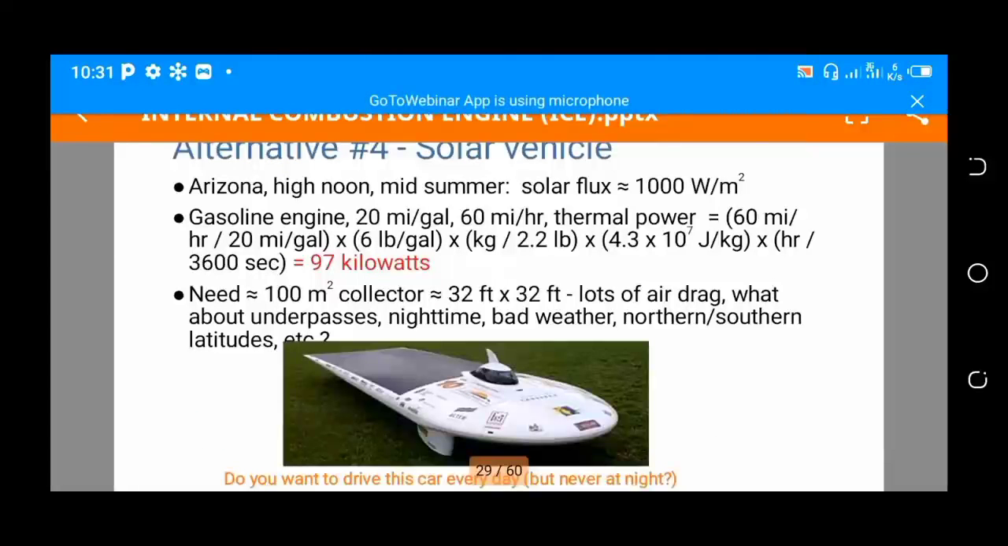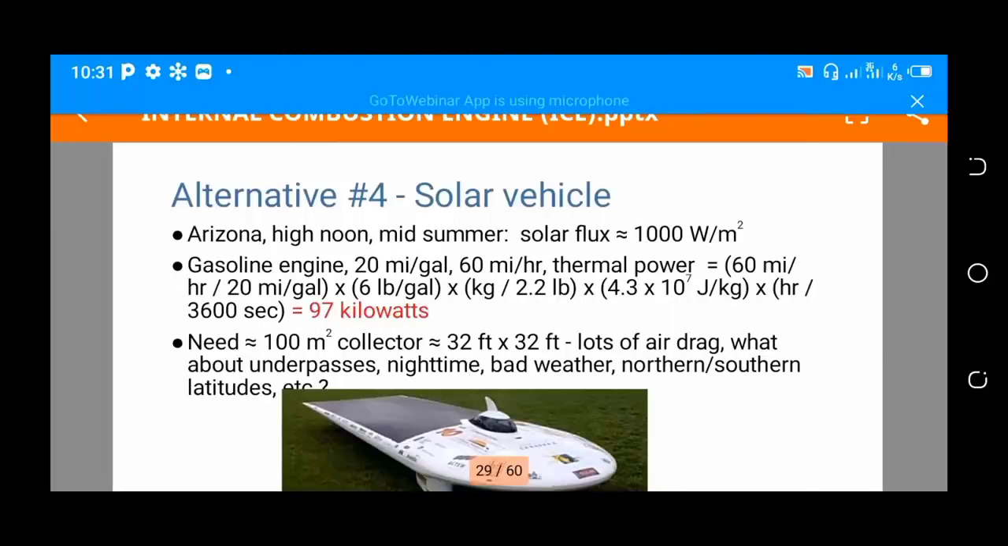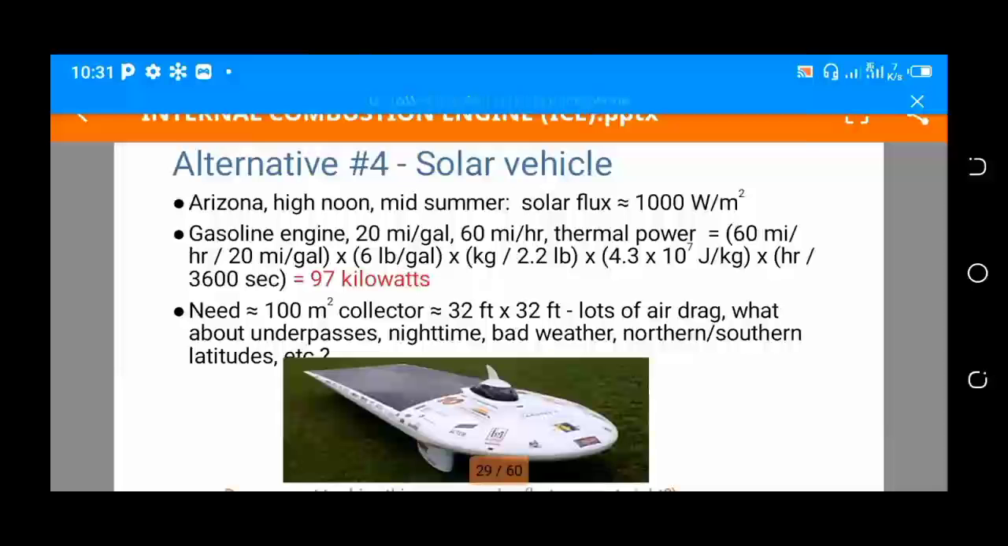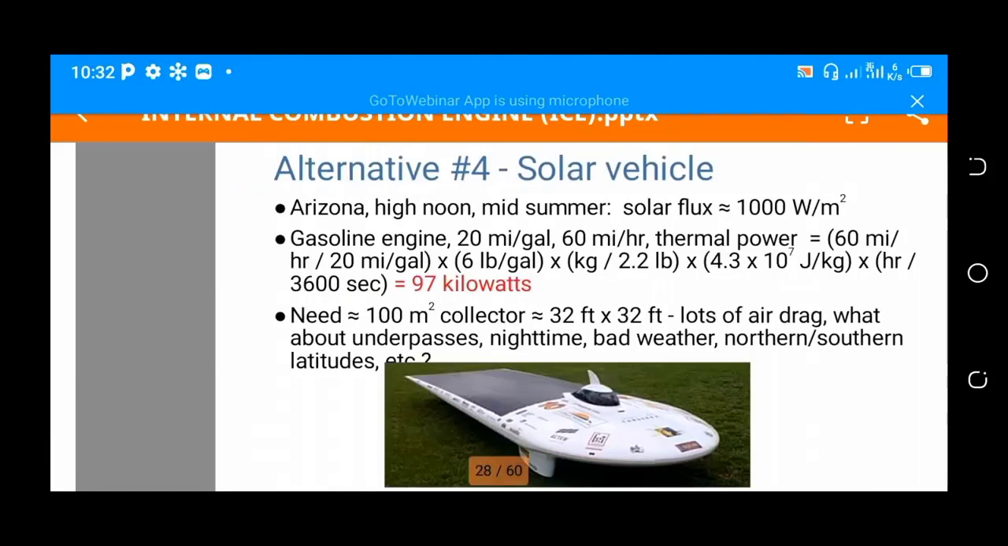But the question is, do you want to drive this car every day, but never at night? That's one of the limitations, that it can only be used more effectively during the day when you have enough sun radiation. But I believe with time they will work out these things, so that the energy can be stored and used during the night, which is already in progress. So you have enough during the day where you have excessive light, and then during the night it can be used. We are helping to preserve the environment.